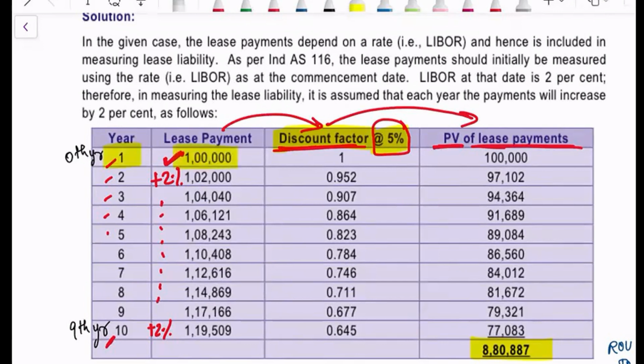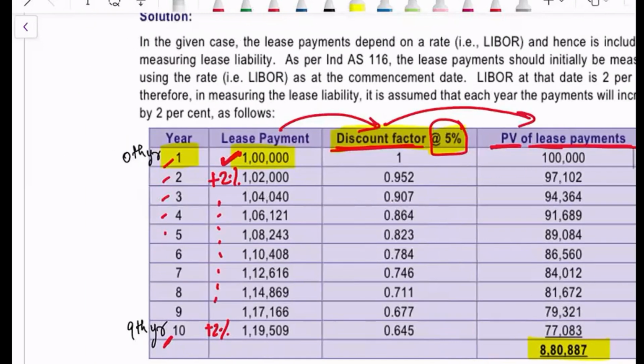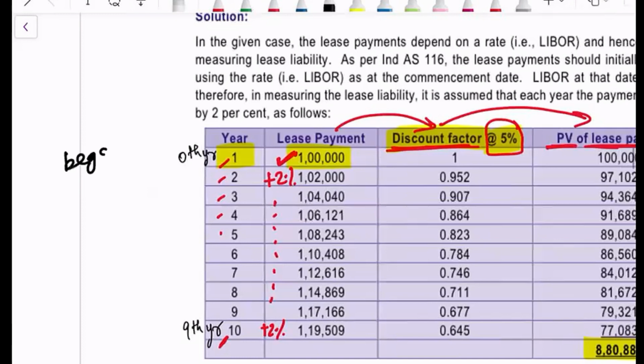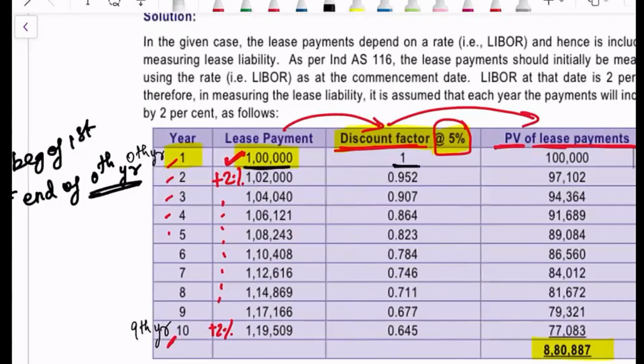Here, since they have told you that the payments are going to be made at the beginning of every year, it means that at the beginning of the first year itself, the first payment is going to be paid. Beginning of the first year is nothing but the end of the 0th year. So at the 0th year, there will be no present value. It's already in present value only. This 1 lakh is already at the 0th year. You need not pull all of the lease payments to the 0th year. The 1 lakh is already at the 0th year only. So here you need not discount. So directly write 1 and write 1 lakh rupees.